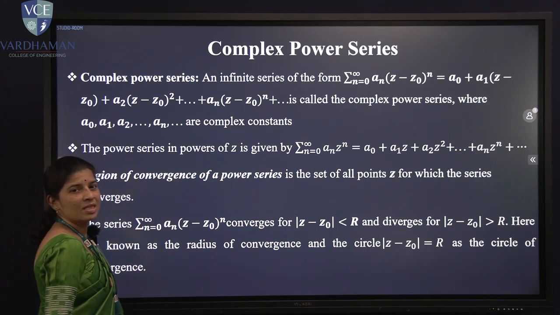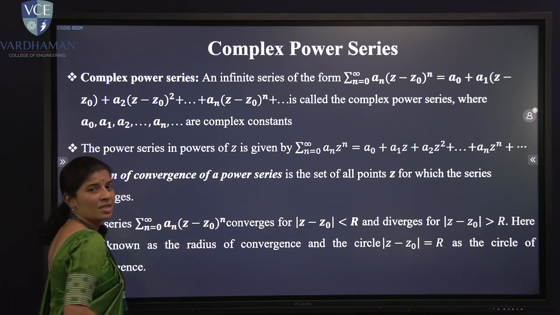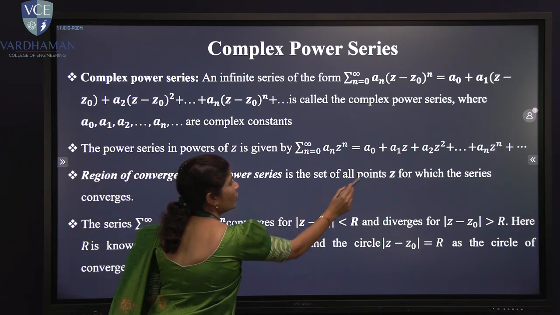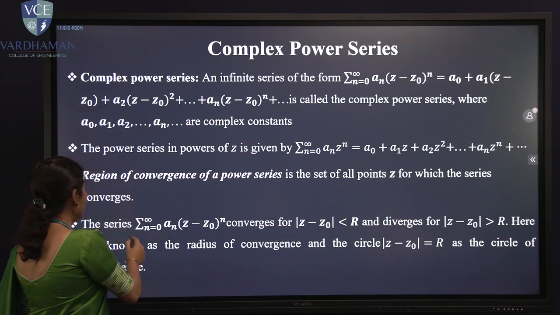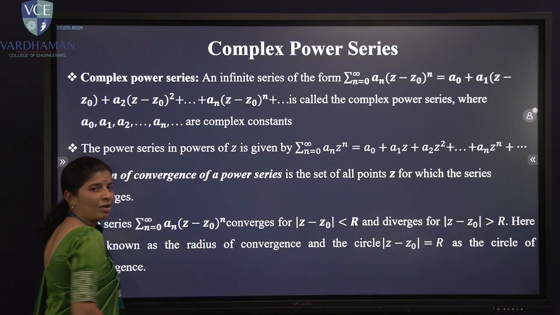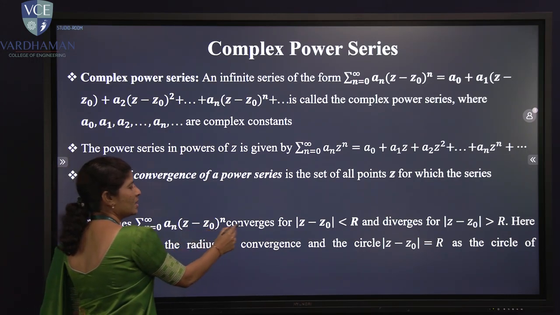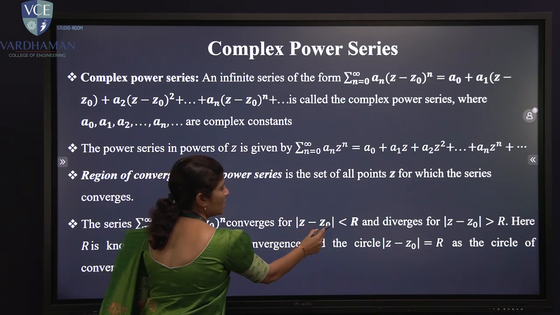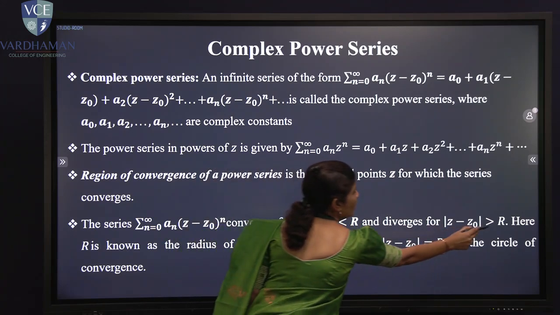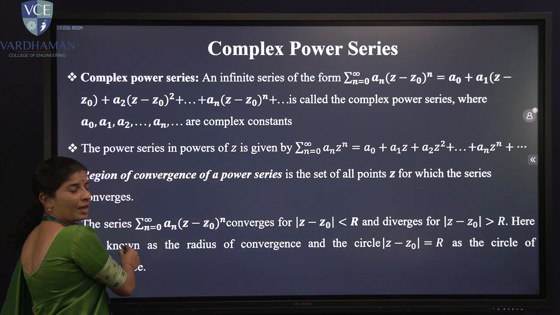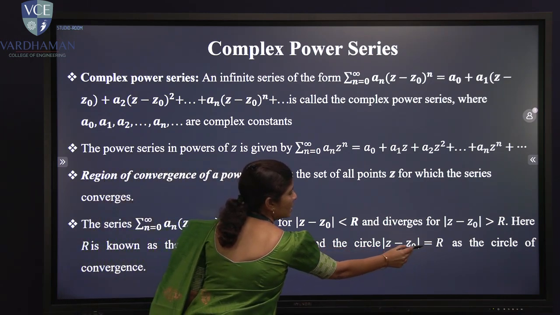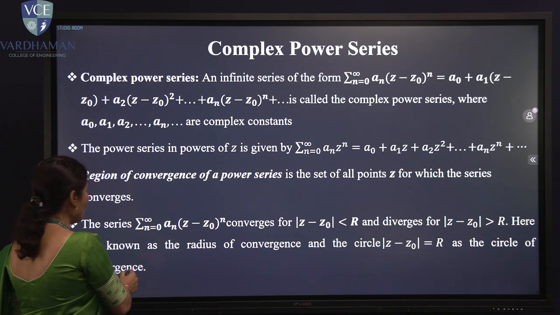Next we will discuss the region of convergence of a power series. The region of convergence is the set of all points z for which the series converges. The series summation a_n (z minus z naught) power n converges for modulus of z minus z naught less than R, and diverges for modulus of z minus z naught greater than R. Here capital R is known as the radius of convergence, and the circle modulus of z minus z naught equals R is the circle of convergence.